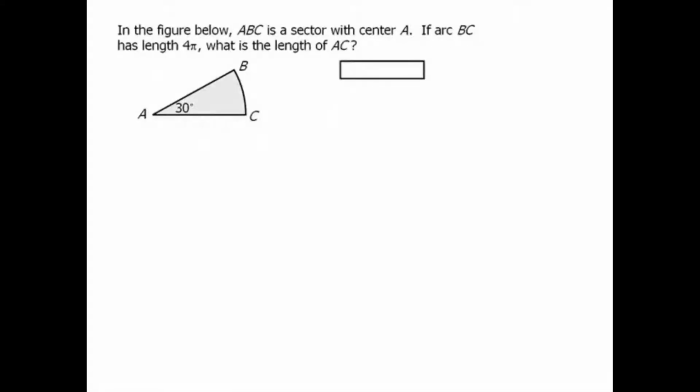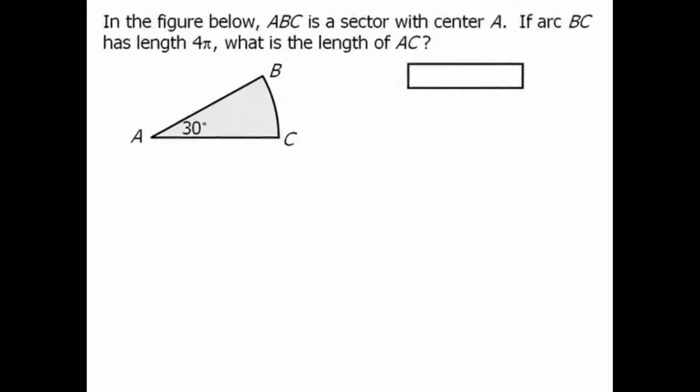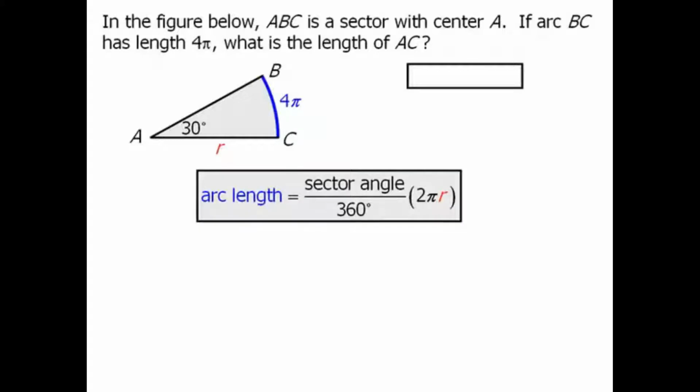All right, let's begin by adding some information to our diagram. Now we are told that the length of this arc is 4 pi, and our goal is to find the length of AC, which happens to be the radius of our sector. Now to solve this question, we'll use the following rule. It says that the arc length of any sector is equal to the sector angle over 360 times 2 pi r. So we know that the arc length is 4 pi, and the sector angle here is 30 degrees.